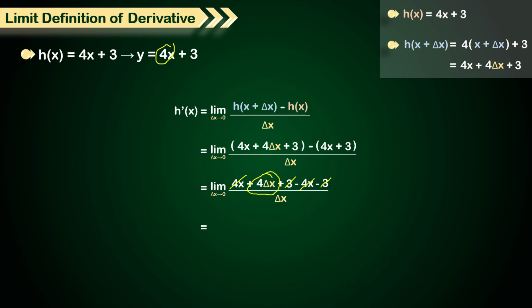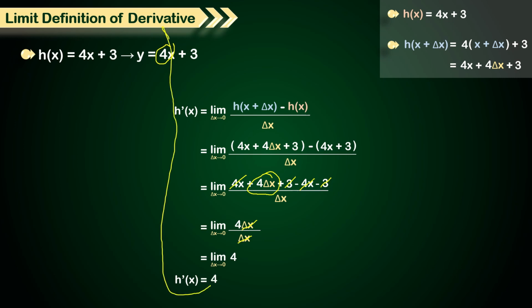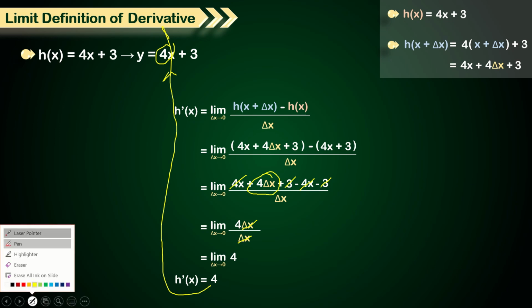Limit of 4 delta x over delta x as delta x approaches 0. Simplify. It is equal to the limit of 4 as delta x approaches 0. Get the limit. Then the derivative of the function is 4. There you have it, how to find the derivative of a linear function. Next videos discuss how to find the derivative of other functions.